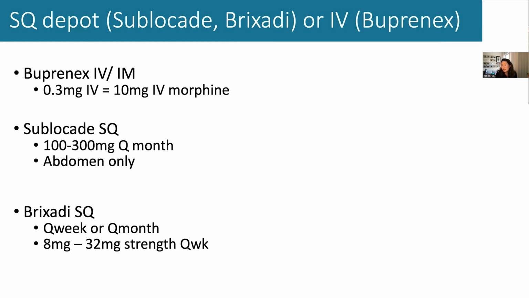And you can actually get higher concentrations of buprenorphine with these injectables than 24 milligrams a day of buprenorphine. So is it a possibility that we might have some patients with chronic pain who would benefit from this at some point? Certainly that's conceivable. And then there's IV buprenorphine, just so that you know that's there. 0.3 milligrams IV buprenorphine is equivalent to 10 milligrams IV morphine in terms of opioid analgesia and respiratory sedation potential.